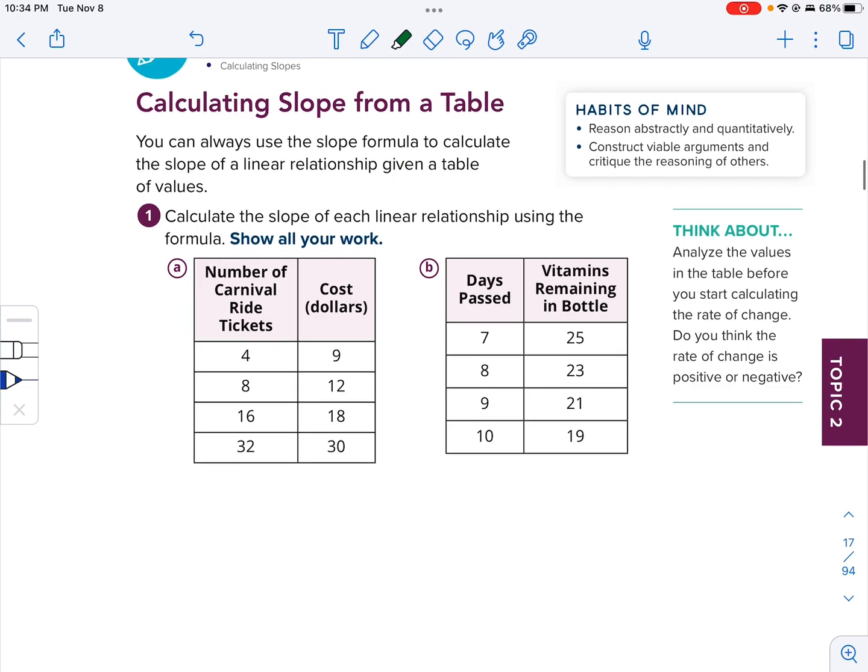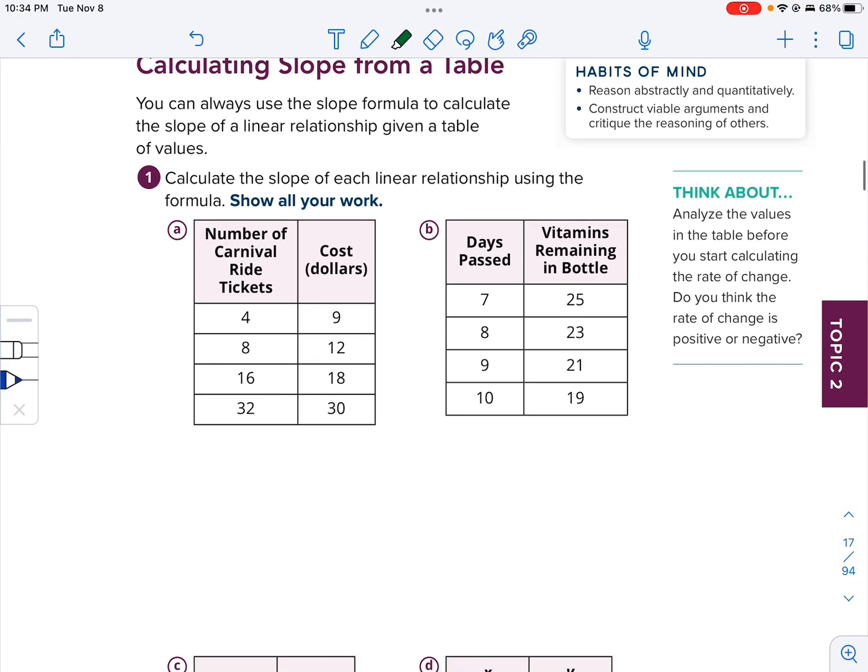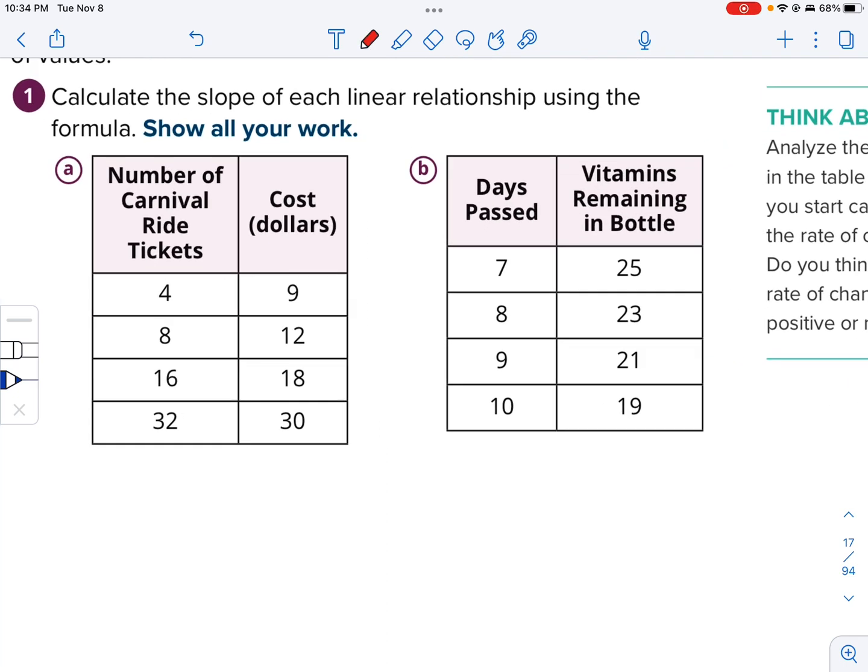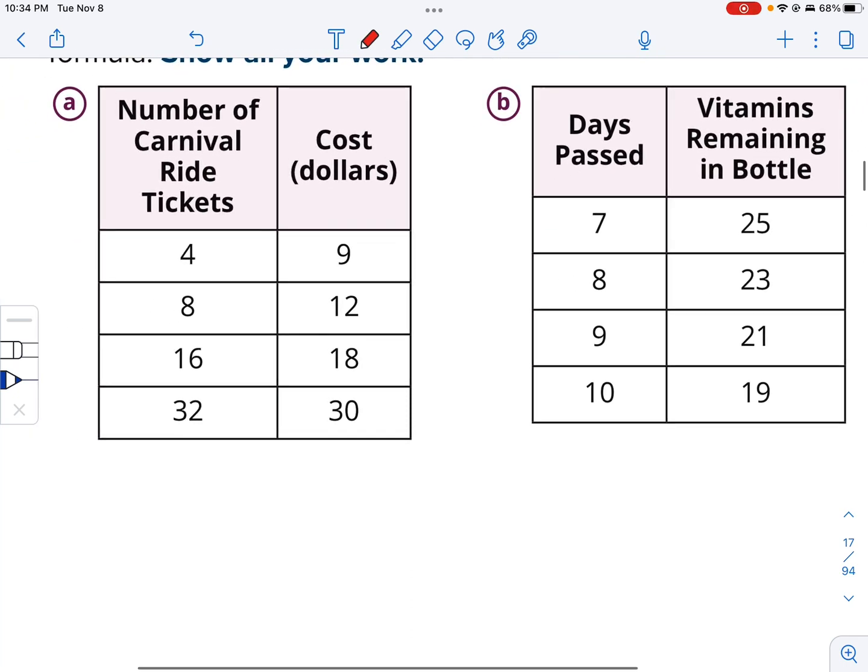Okay, so we're going to calculate these. So we're going to subtract here, subtract here.